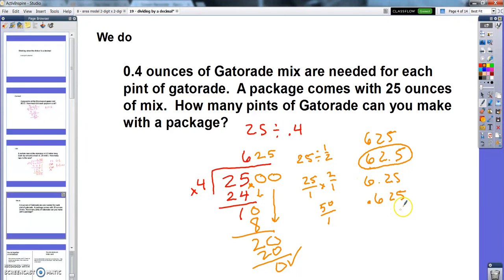So there you go. That's dividing by a decimal. Once you feel like you've got this, you need to go back and watch the I do or the we do again. Make sure you feel like you have a good understanding of this. And when you get to class tomorrow, you can talk through it with somebody on a you do together. But once you are there and you've got this written down, you are all done.